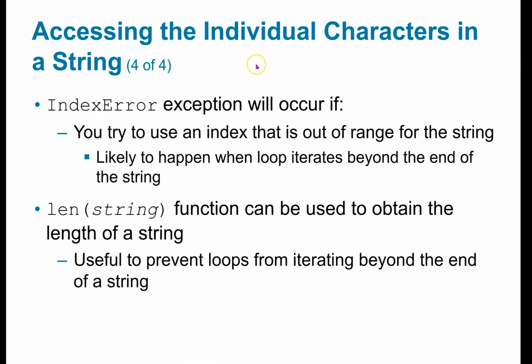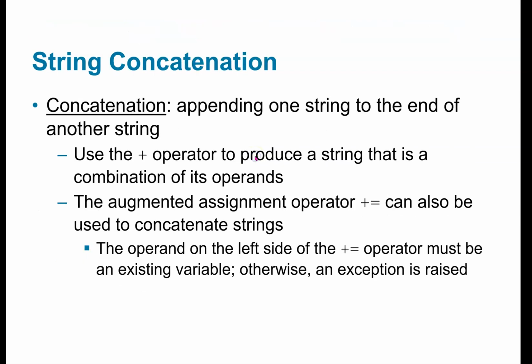Now, when you access individual characters, you get an index error exception if you try to use an index that's out of range for the string. For example, if you're using a for loop with a range and you go beyond the range, you can use the length string function to retrieve the length of the string and use that to prevent loops from iterating beyond the end. Concatenation is the appending of one string to the end of another string, using the plus operator. We've already gone over that, to produce a string that is a combination of its operands. You can use plus equal as well.